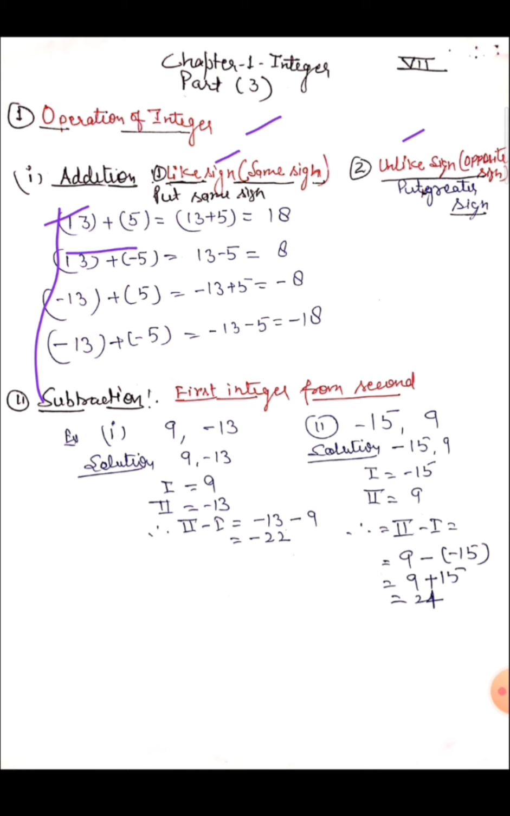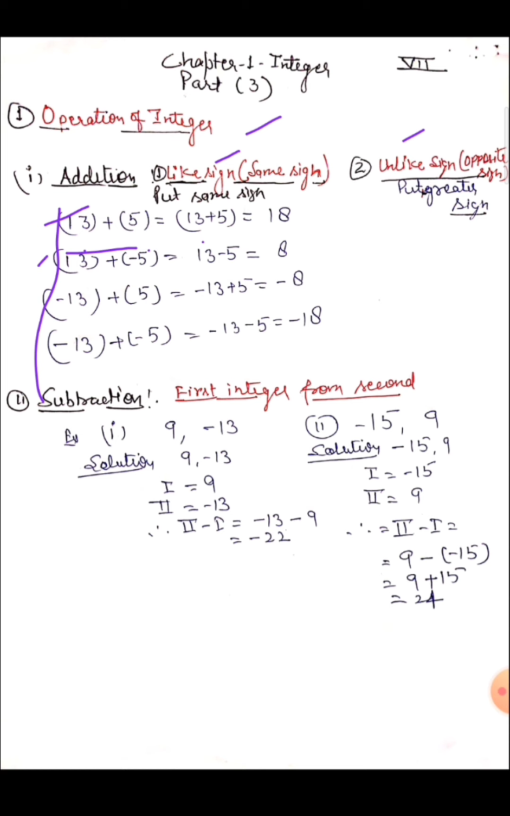So how can we add? We only add the numbers. What are the numbers here? 13 and 5. 13 and 5 make 18, and we put the same sign in the answer. What is the same sign? Here it is plus. So we can write plus 18, or you can also write it without plus.